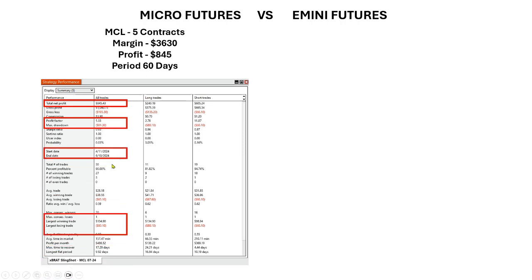There's the start and the end date. 30 trades in 60 days. Again, it's picking the cream of the crop. It's looking for those rules, making sure you've got a signal, you've got confirmation, and you've got fresh air to trade into. 90% win rate. This is good. This is really good. But it only yields $845 profit.